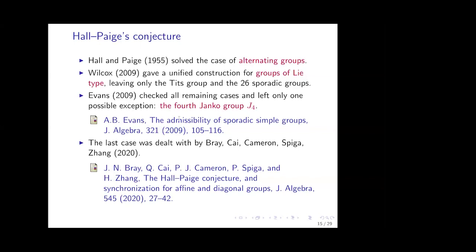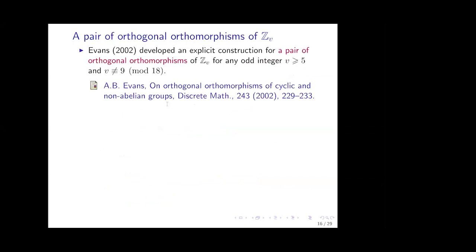A natural question is, how about the existence of a difference matrix with 4 rows? Of course, the basic case is how about the matrix defined on the cyclic group? It's not easy, actually. Evans developed an explicit construction for a pair of orthogonal orthomorphisms. Just as I said, a pair of orthogonal orthomorphisms, this concept is equivalent to the G41 difference matrix. And he could not solve the case v is 9 modulo 18.